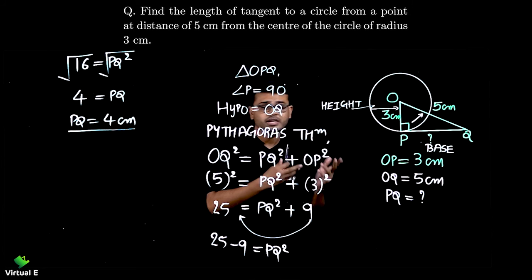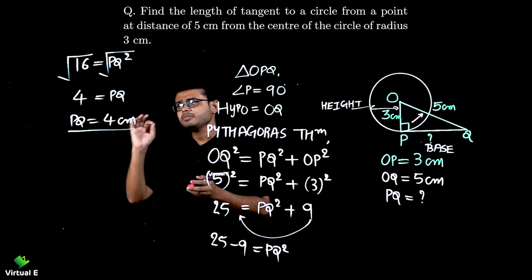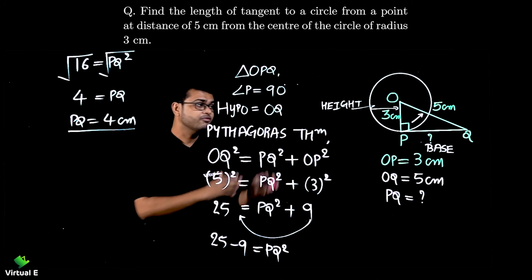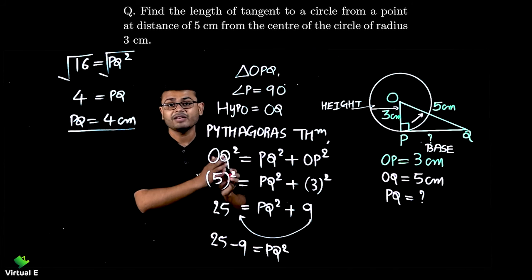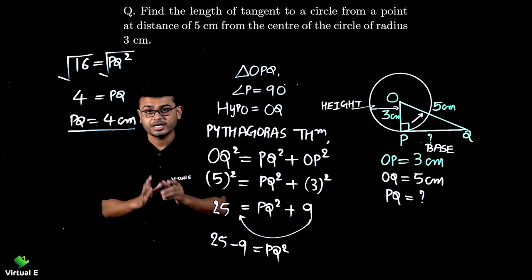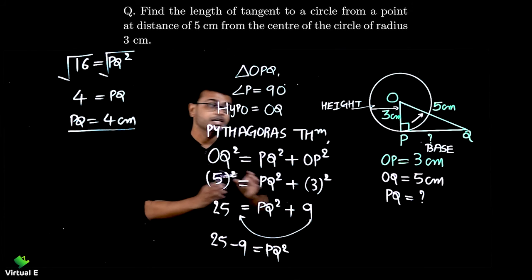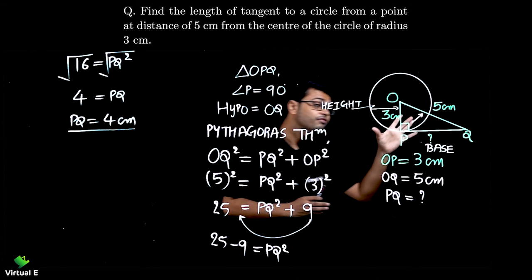So let's repeat one more time. What is new about this question is that no names were given and no figures were given. We have drawn the figure, we have labeled it, then we have done the question. Previously the figure was ready and it was mentioned that you need to find PQ. Here we were not aware that we need to find PQ. It was given that we need to find the tangent.